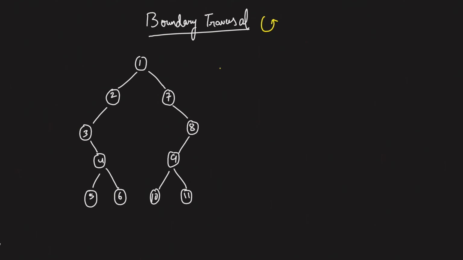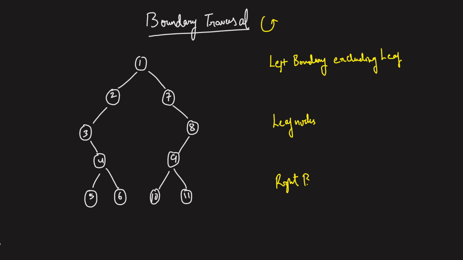So how do you solve such a question? It's very simple. First, we're going to take the left boundary. Since it's an anti-clockwise, left boundary excluding leaves, I can say excluding the leaf nodes. That's what I'm going to initially take. After that, I'm going to take the leaf nodes. And after that, I'm going to take the right boundary in the reverse direction, right?